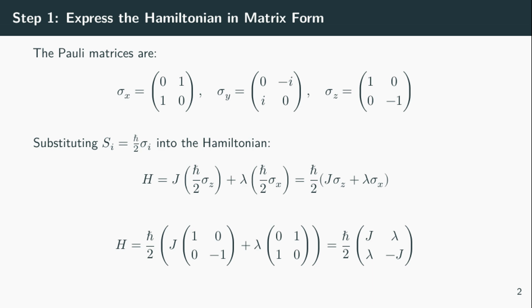We can factor out h bar over 2, leaving us with h bar over 2 times J sigma z plus lambda sigma x. Now, plugging in the matrices for sigma z and sigma x, we get h bar over 2 times J times the sigma z matrix plus lambda times the sigma x matrix. Multiplying those in and adding them together gives us the matrix form of the Hamiltonian: h bar over 2 times the matrix (J, lambda; lambda, -J).